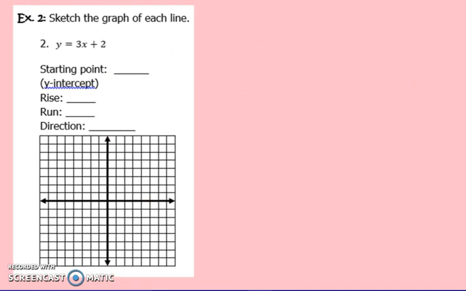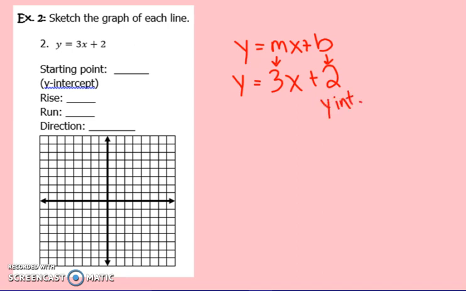If we look at our second example, again, our slope-intercept form is y equals mx plus b. Well, I have the equation y equals 3x plus 2, making m 3 and b positive 2. My starting point is my y-intercept. My y-intercept is positive 2, so it's going to become 0, 2, and I'm going to plot that point.